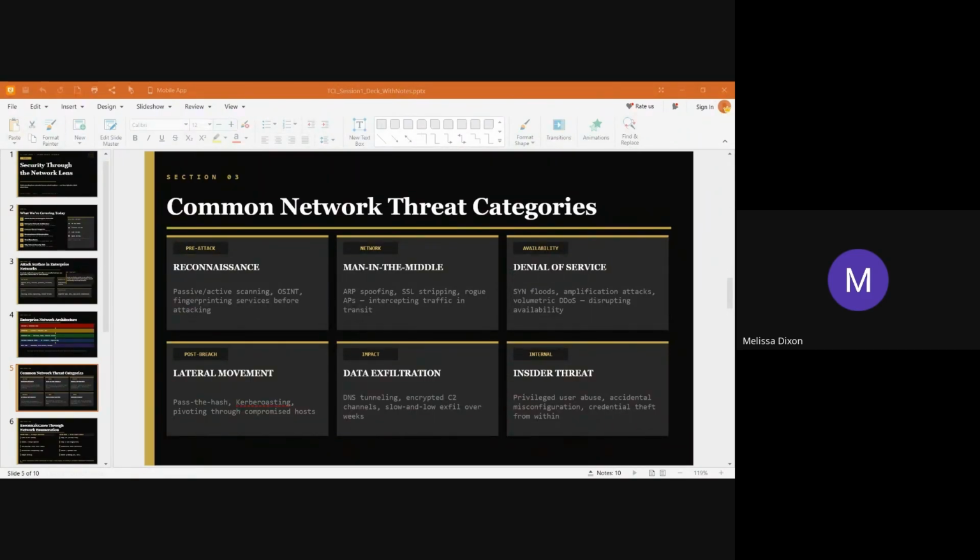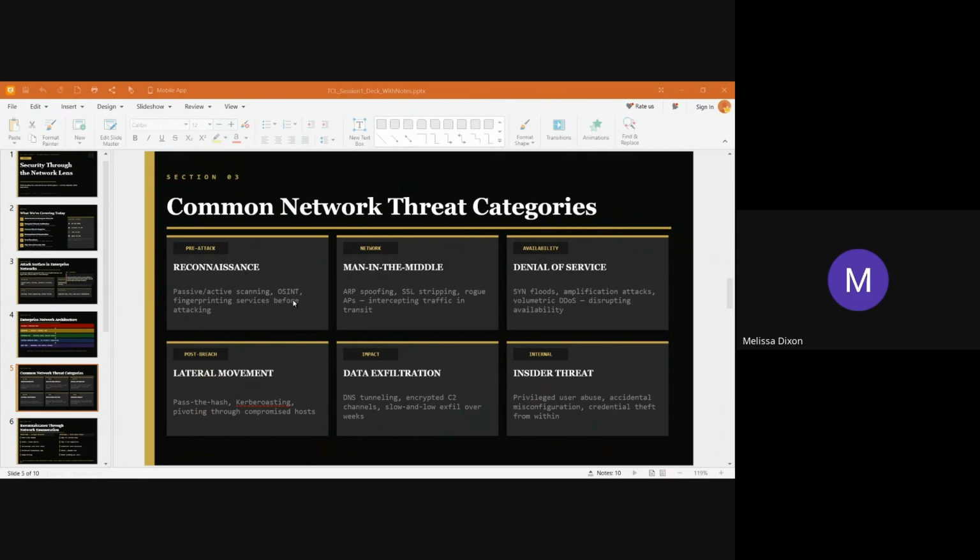So for post-breach, we have lateral movement. Once they get in, lateral movement, as you know, is just continuing to get in as far as they can get, as high up as they can get, to admin levels or whatever. The way they accomplish that is pass-the-hash, Kerberoasting, and pivoting through compromised hosts.